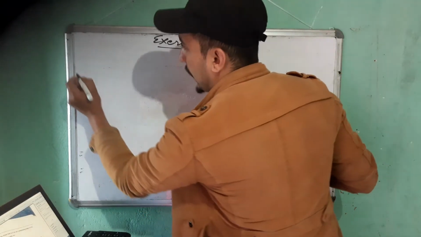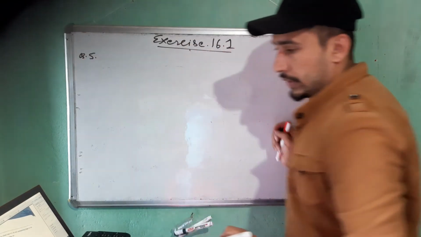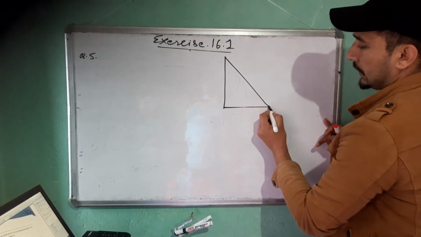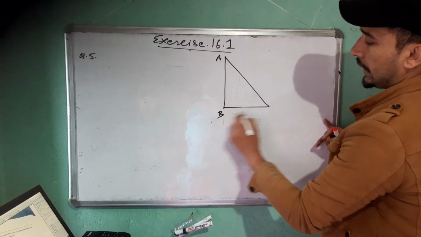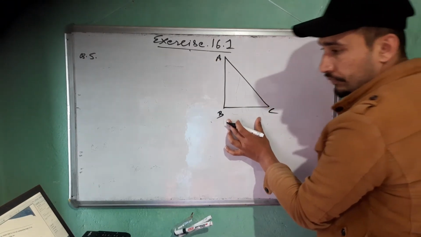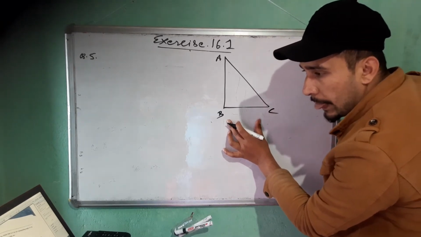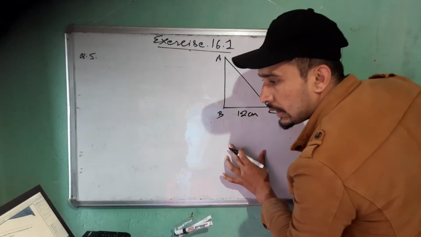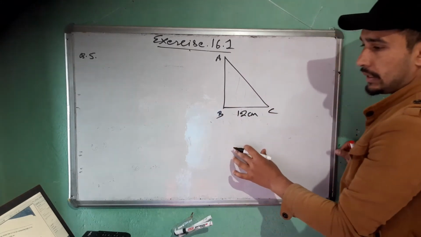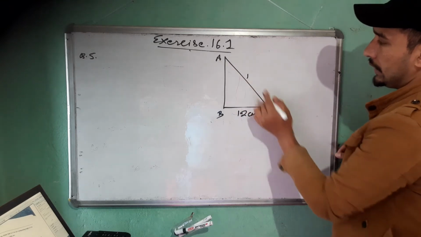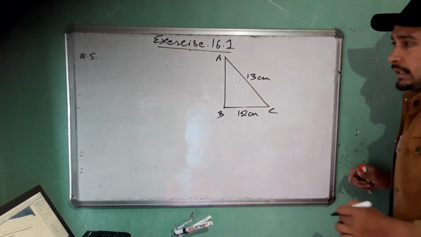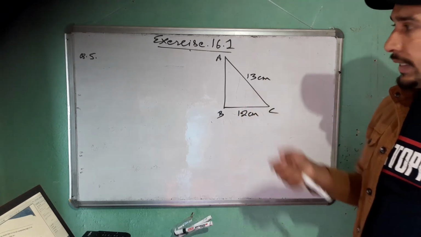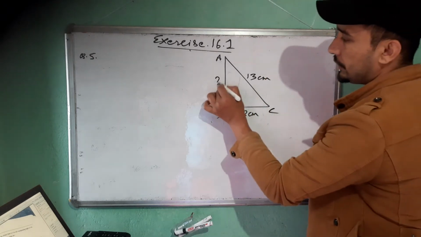Question number 5 is: the base of a right angled triangle. There is a right angled triangle like this. Let it be A, B and C. Base means this one. The base of the right angled triangle is 12 centimeter and its hypotenuse is 13 centimeter long. Hypotenuse is this one, 13 centimeter. We have done trigonometry; there I have explained the meaning of base, hypotenuse and perpendicular. This side is not given.